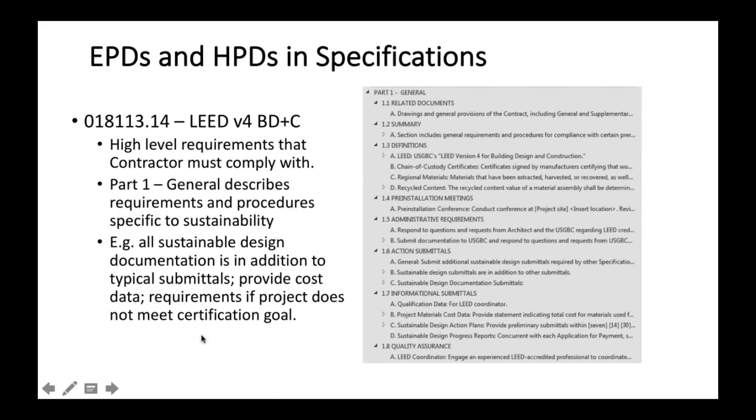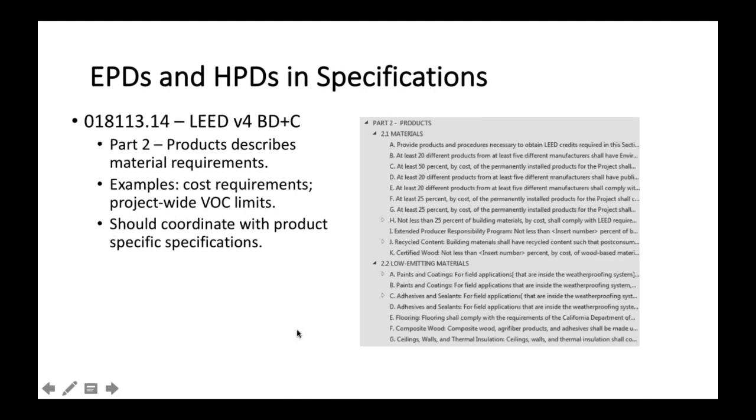And in Part 1 of this Division 1 section, you're going to see some general requirements that are specific to sustainability, typically administrative or submittal requirements. Like I mentioned before, all your sustainable design is going to be in addition to your typical submittals. If they're going for some extended credit, this is where you're going to find requirements for cost data. Then in Part 2 of that Division 1 section, you'll find some specific materials requirements. This will go to, again, the cost or VOC limits, and these are typically more of a heads up of what's coming.